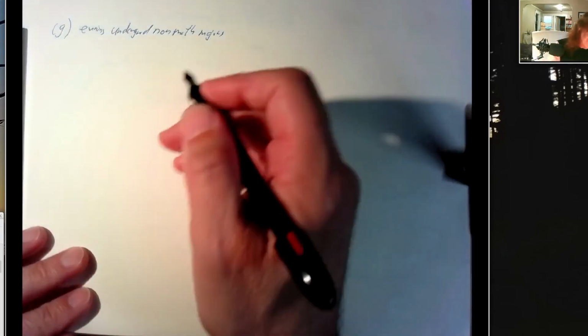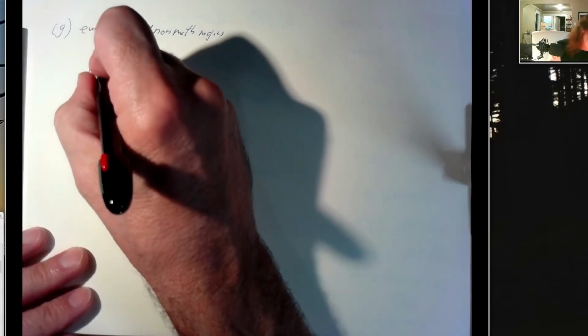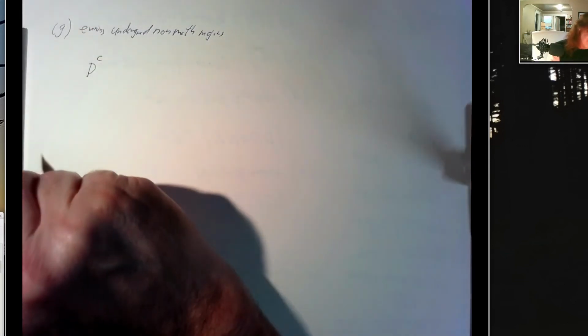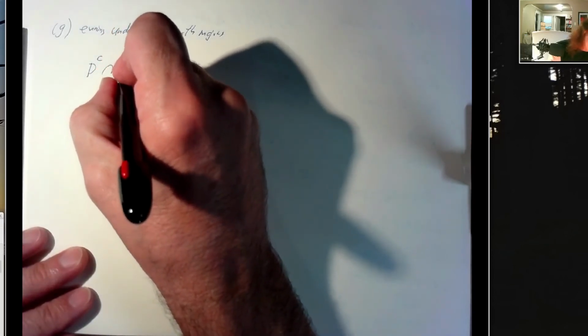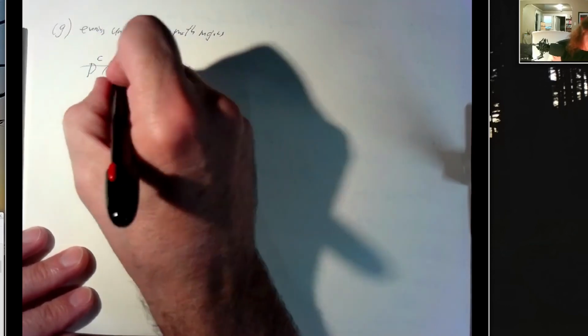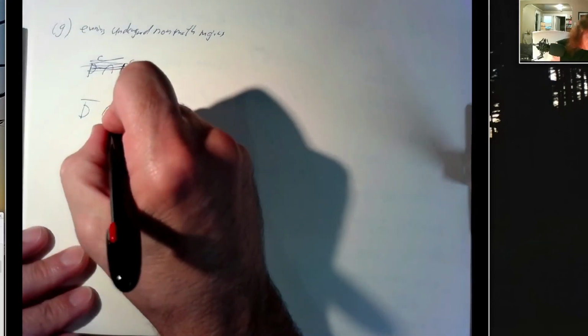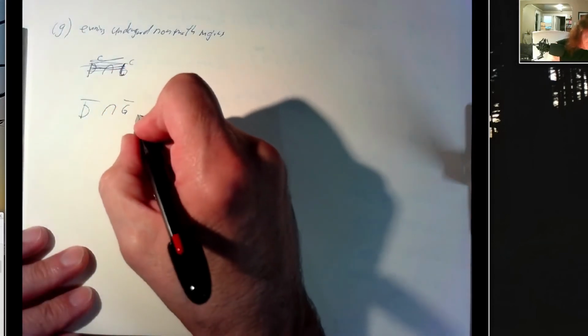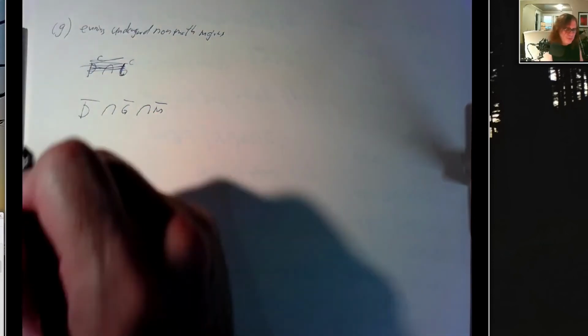All right, so I'm going to rephrase this problem. We're looking for evening undergraduate non-math majors. So we're looking for the number of students that are in the complement of the daytime group and the complement of the graduate group and the complement of the math group. And we want to find how many people are in this set.